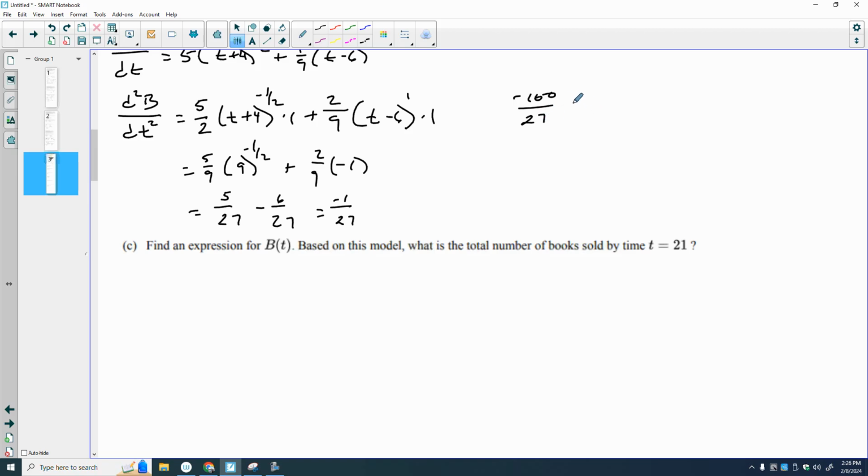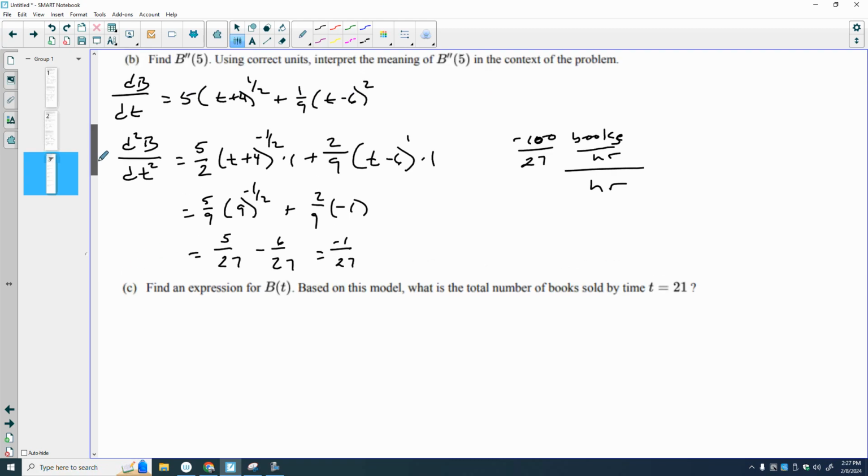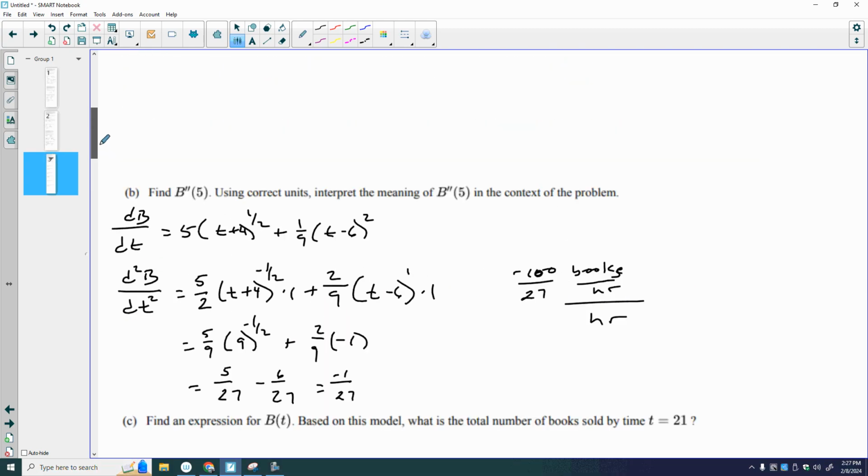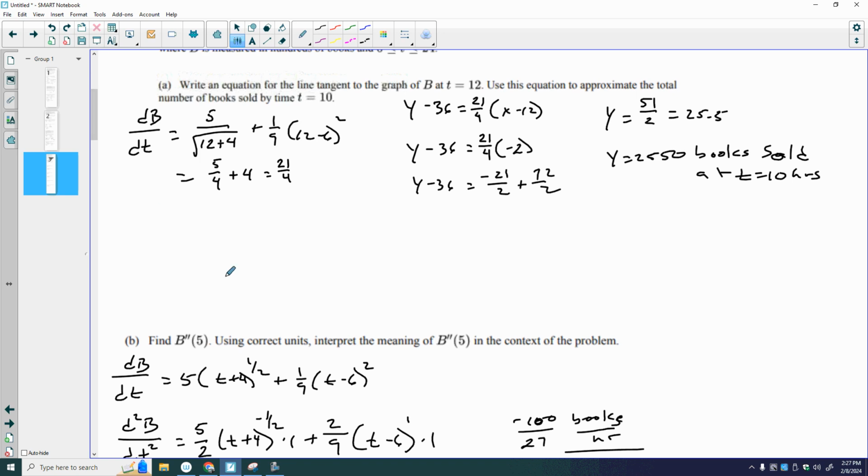Negative 100 over 27 books per hour. Can't read my writing. Yeah, I'm not sure what I did on the board. I think what I did right here looks good, but I may have done something wrong here. That's a negative 1/2. Oh, there's my problem. Bummer, sorry.